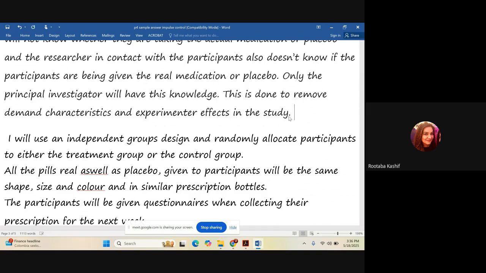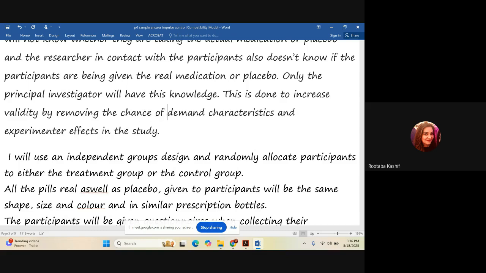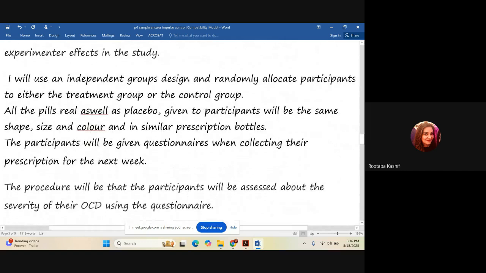So this will also lead to, so we can write this is done to increase validity by removing the chance of demand characteristics and experimenter effects in the study.